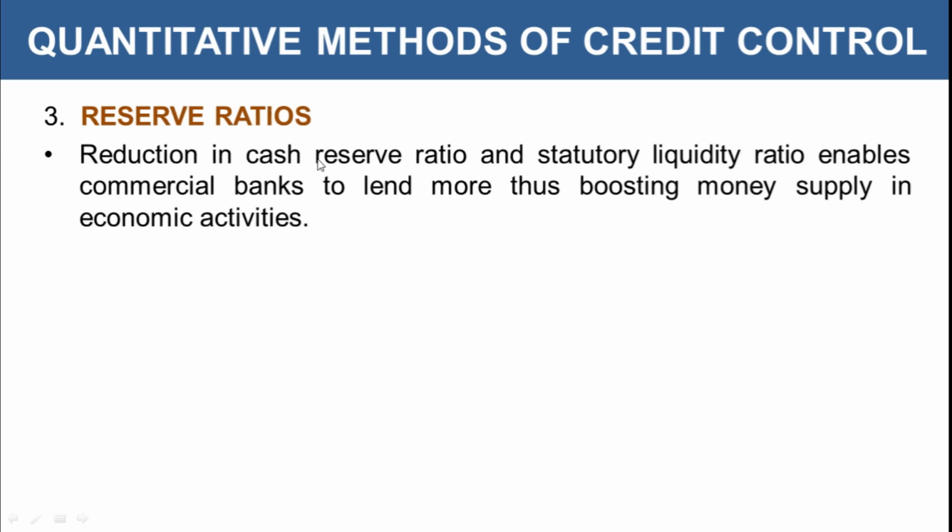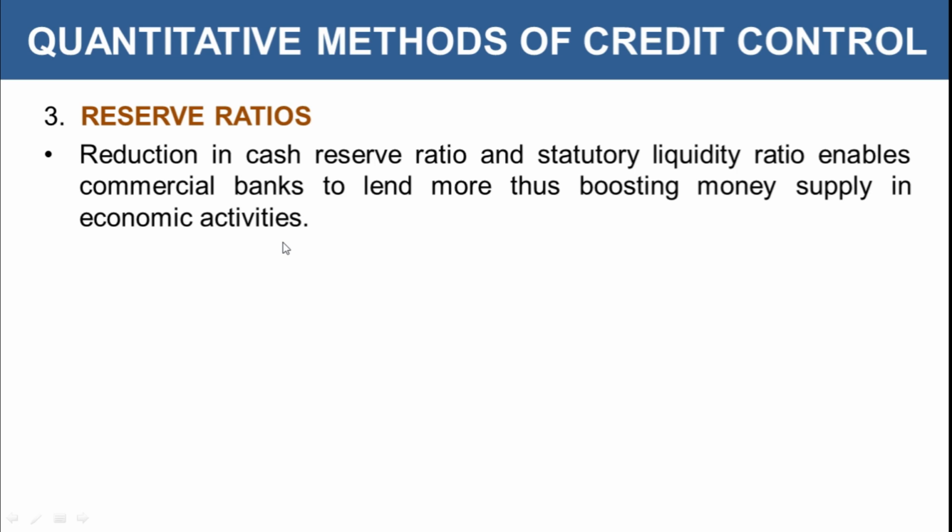Third is reserve ratios. Reduction in cash reserve ratio and statutory liquidity ratio enables commercial banks to lend more, thus boosting money supply in economic activities. Now, reserve ratios are ratios which commercial banks are mandated to maintain with RBI. As per RBI's order, they need to maintain a certain reserve, and thus it limits the amount of funds which the commercial banks could lend in the market.